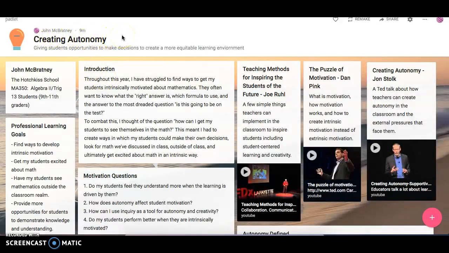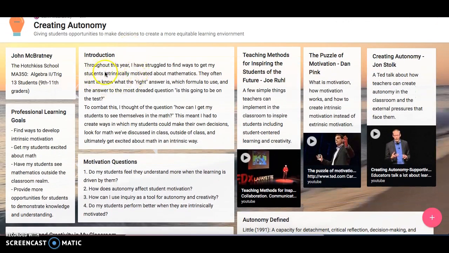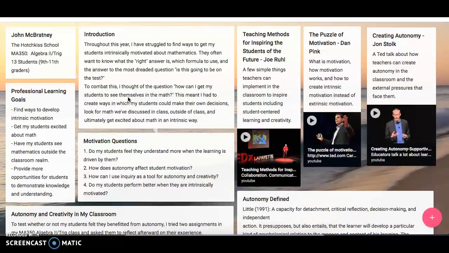So, I set out this semester to try to find ways to give my students more of a voice and give them more choice in what they do. So, you can kind of see I've introduced it here.